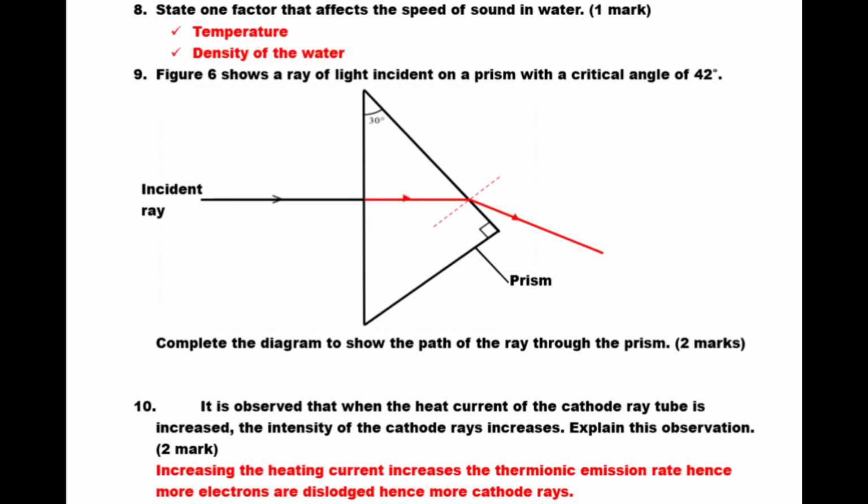It's also important to note that the reason why it is going away from the normal is that the angle of incidence on the second surface is less than the critical angle. Because if you look at the angles, we have 60 here and another 30. That means the angle of incidence for the second surface is 30 degrees. And that's why it is less than critical, and therefore it goes away from normal.